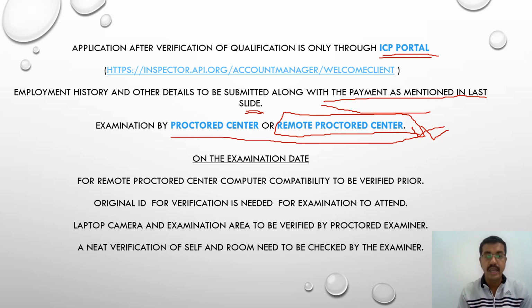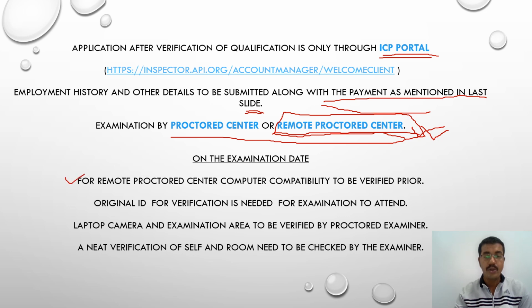What is that? The proctor center is a designated place by API, where many candidates can give the exam in one hall. But a remote proctor center is a remote area as per your convenience. I don't know up to what time they will allow this remote proctor center, but still it is ongoing. Okay. So on the examination date, what happened?